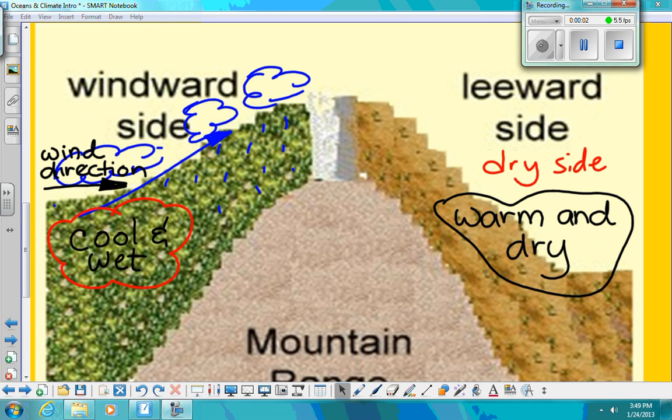All right, so let's talk about how the climate, or the weather, is different on either side of a mountain range. We have a windward side and a leeward side. The windward side is the side where the wind is blowing against it. And what it does, it blows that air upward, up over the mountain.